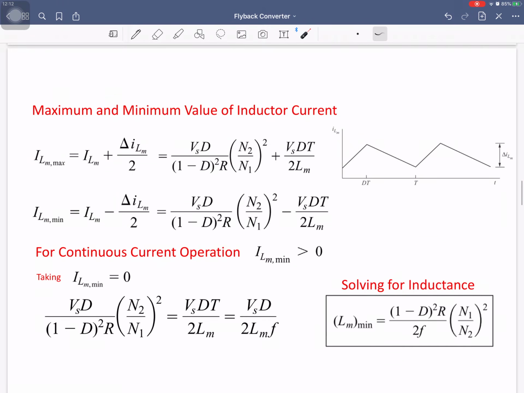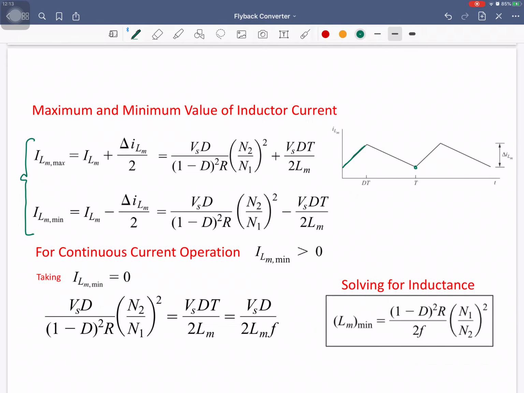So IL plus delta ILM by 2 will be the maximum value of the magnetization current, and the minimum will be IL minus delta ILM by 2. So we have these two expressions which are used to find the maximum and the minimum current in the magnetization inductance.